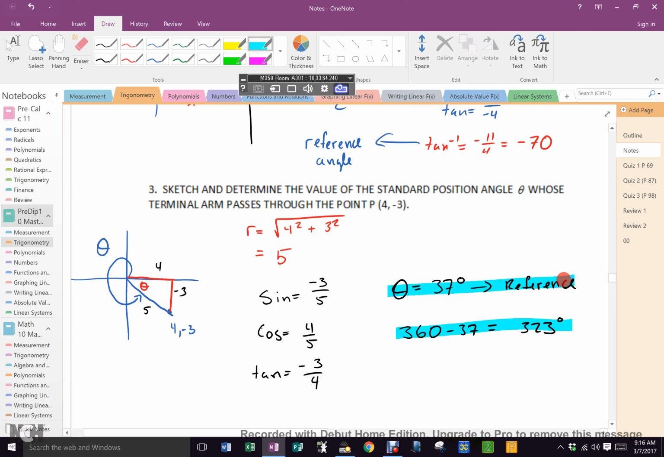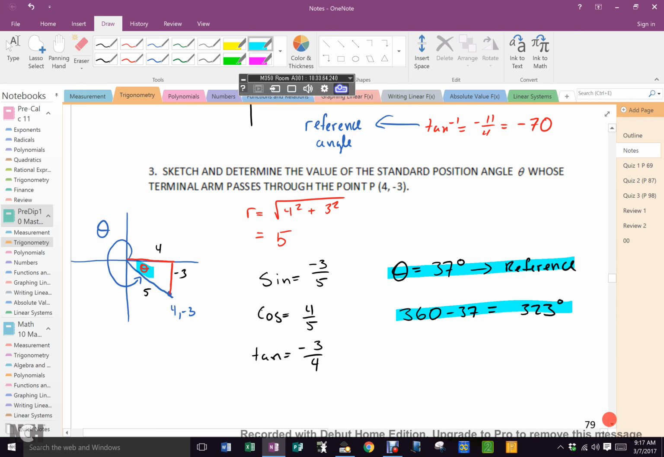Tavleen. Okay, the reference, the angle you want always starts at 0 and goes counterclockwise. The reference is what lies in between your terminal arm and your x-axis. This will always find you the reference. Okay? Yep.